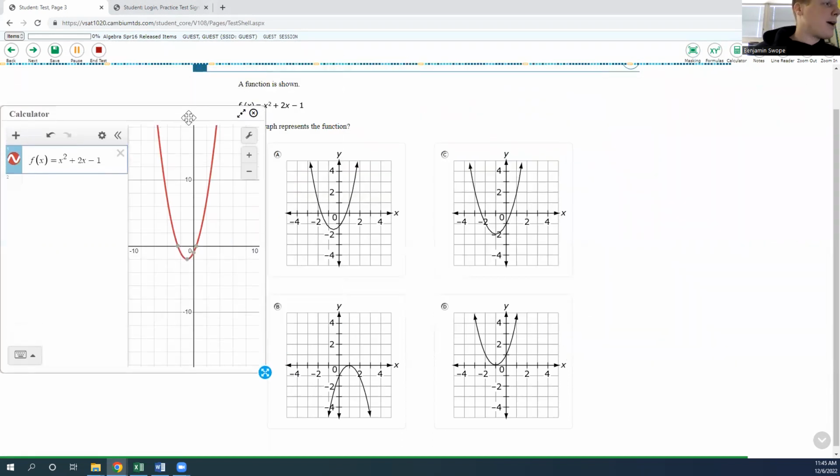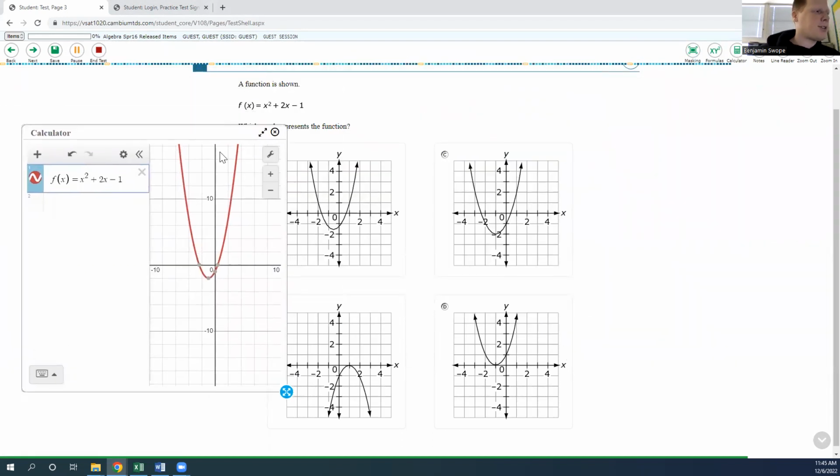And what I would recommend is you do a little bit of an eyeball test. Just look at the graph and see which choices you might think it is or which choices it can't be. Like it can't be that choice. That doesn't look anything like this.